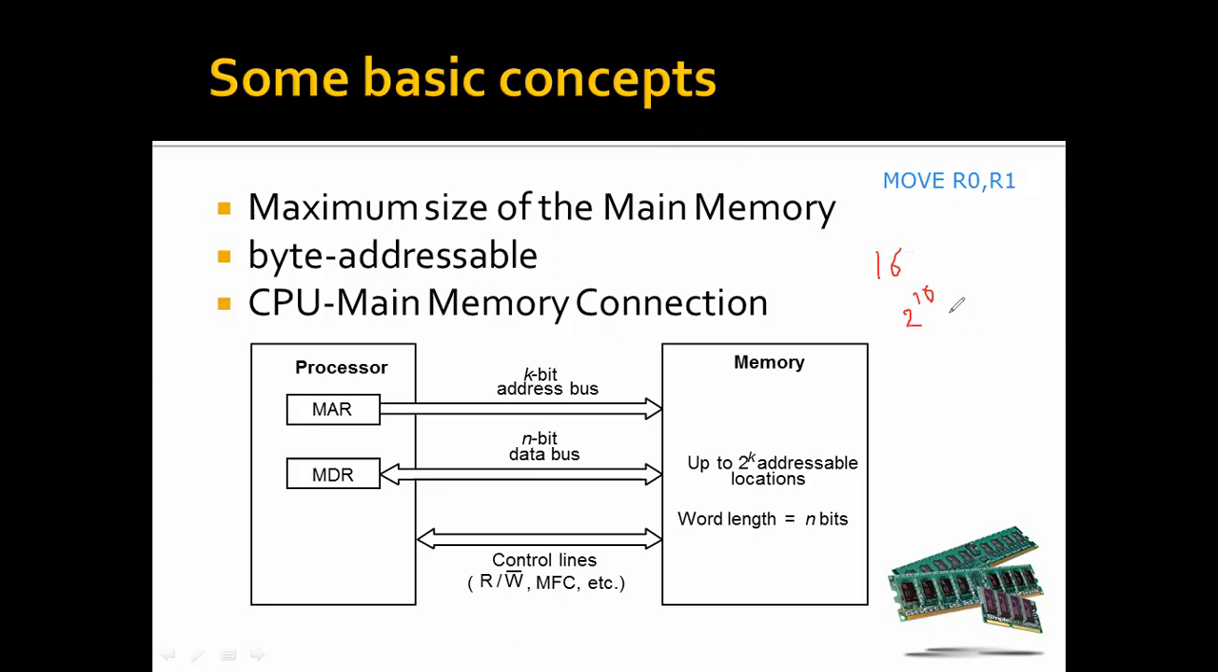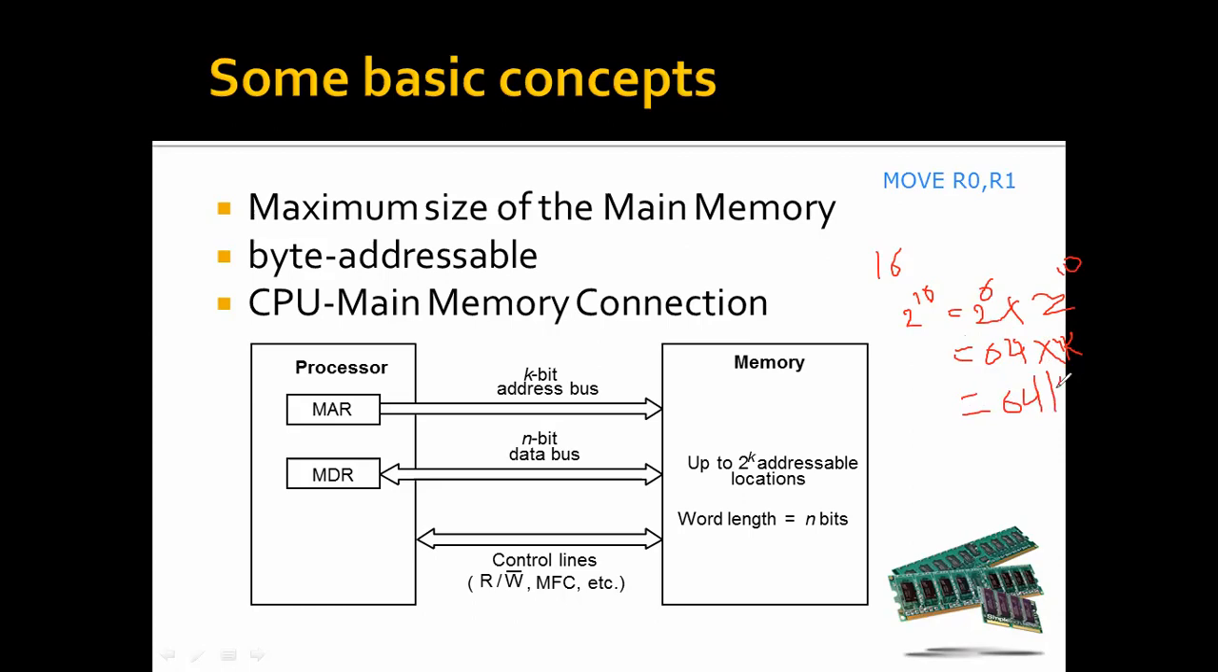2 power 16 can be written as 2 power 6 into 2 power 10. The 2 power 6 value is 64, and 2 power 10 is called 1 kilo. Why is this 1 kilo? 2 power 10 is 1024, which is approximately equal to 1K. So if you take 16 address lines, that gives totally 64K locations.